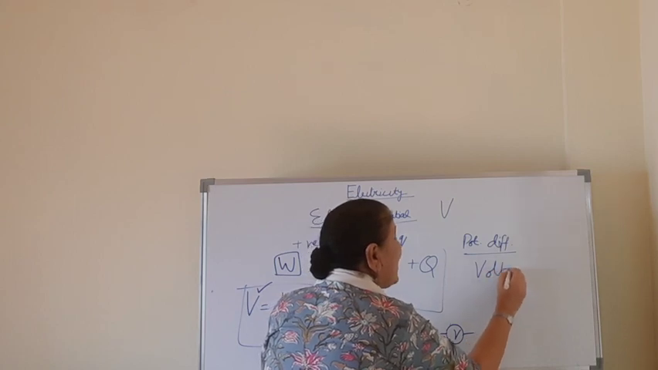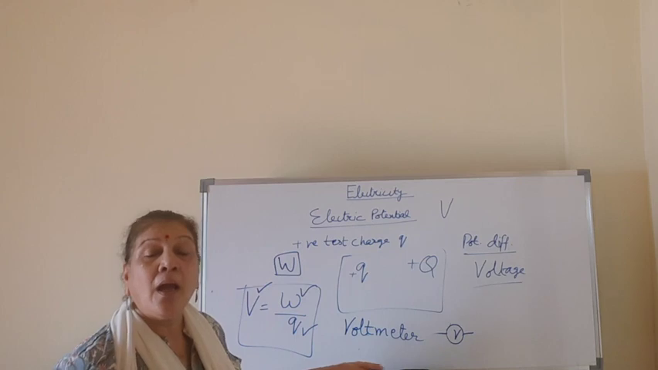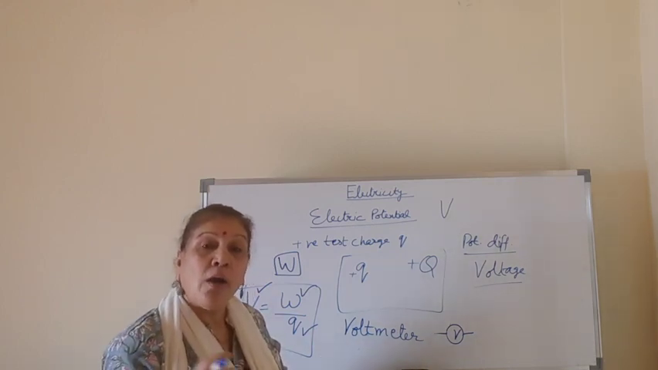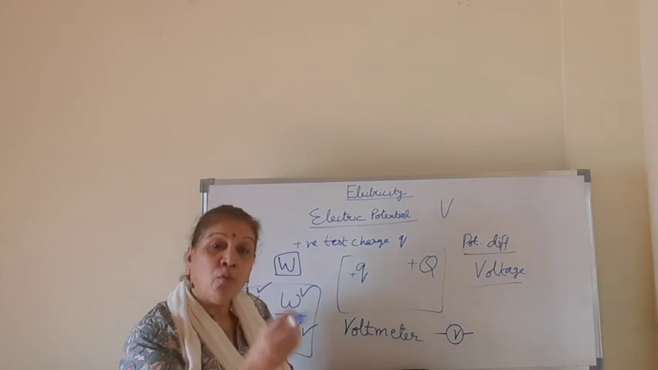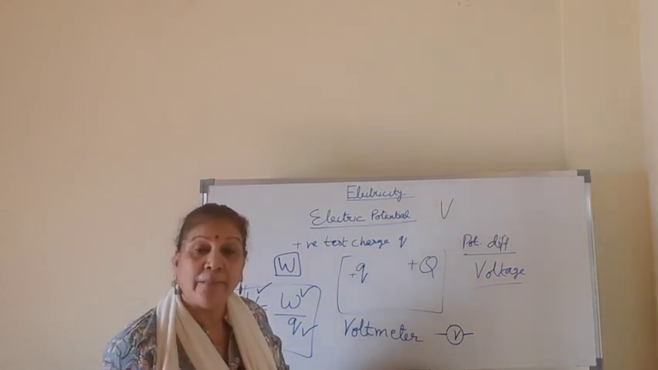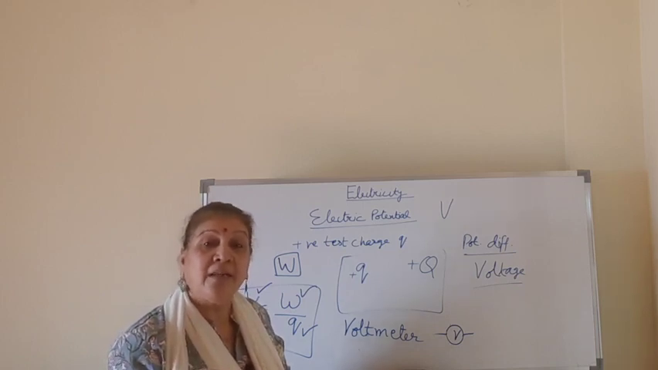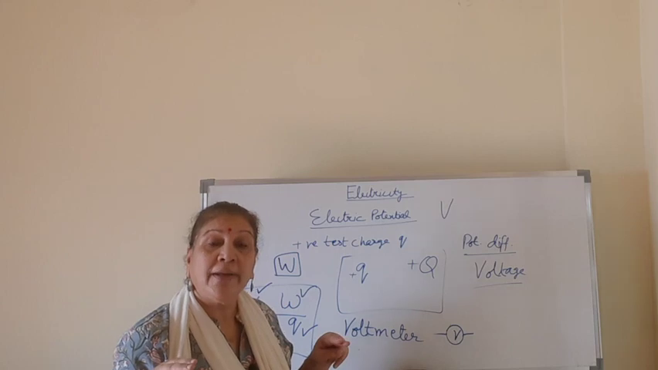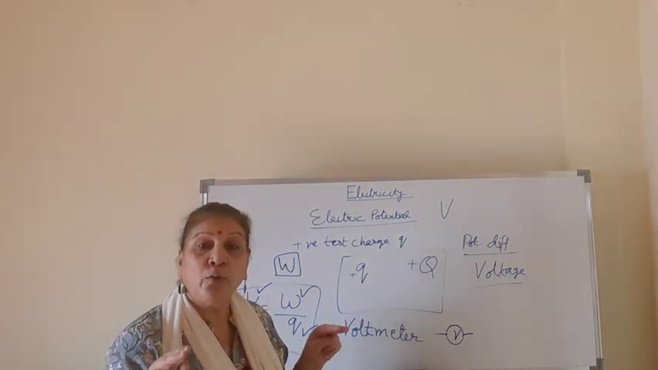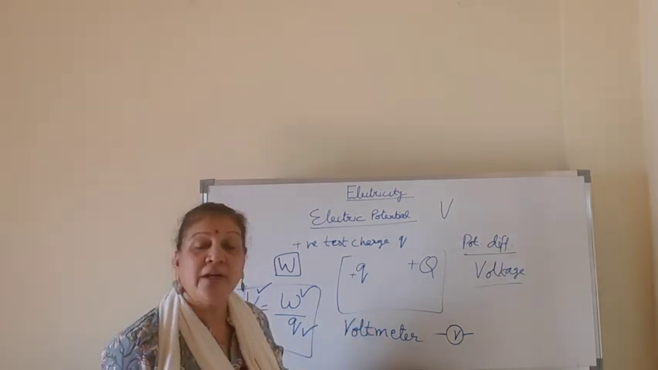And what exactly is that? This is again the same thing: work done to bring 1 coulomb of charge from one point to another, or work done to move one unit positive charge from one point to another. Electric potential difference, because the term difference is there, so we are talking about two terminals. For the difference we need two physical parameters. So that's what the potential difference is.